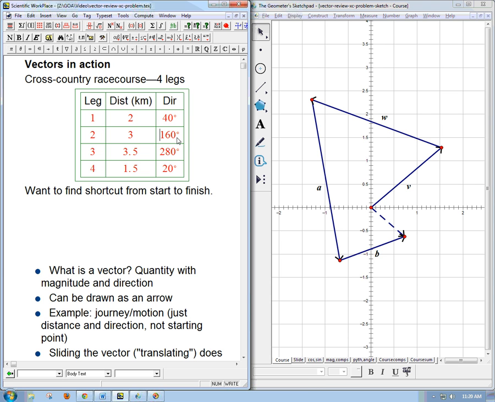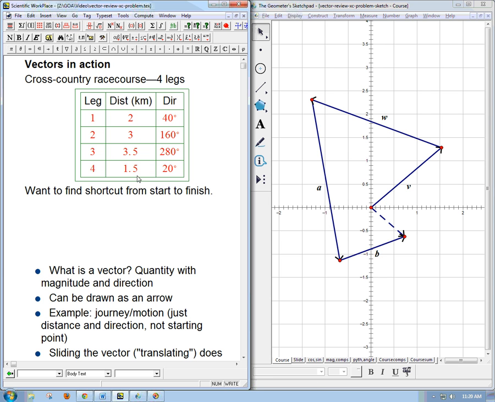Similarly here, the 160 means, again, you don't start out facing the direction V. They're all standardized. You go ahead and stand at the end of leg 1, the V leg here, and you face due east, 0 degrees, and then you go counterclockwise 160 degrees. Similarly here, that's 280 degrees from due east, and then this is back to just 20 degrees from due east.